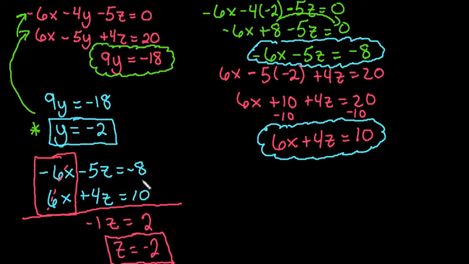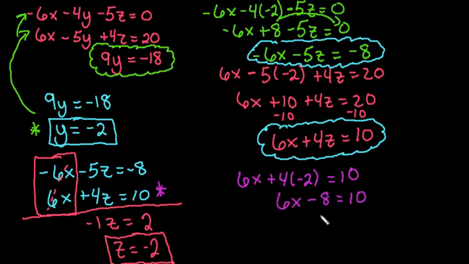I'm going to pick one of these two equations. I'm going to pick this one right here only because the coefficient on x is positive. So I would use 6x plus 4 times negative 2 equals 10. 6x minus 8 equals 10. And so then we would end up with 6x equals positive 18, because if I move this negative 8 to the other side, it becomes a positive, and 10 plus 8 gives me 18. And we're left with x equals 3. So now we have our third answer.